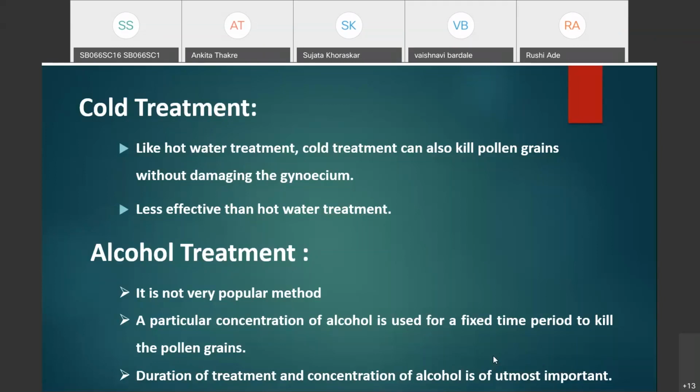That means a suitable concentration of alcohol is taken in the thermosflask, and the flower is then immersed in the alcohol for a fixed time to kill the pollen grains. Here also the duration of the treatment and the concentration of alcohol are of utmost importance. Okay, that is all about the hot water treatment, cold water treatment, and alcohol treatment.